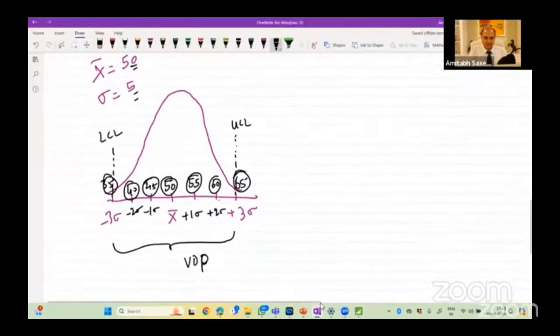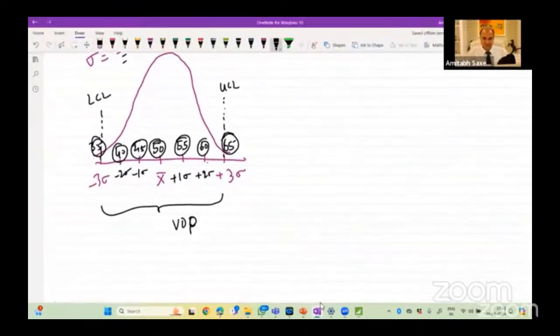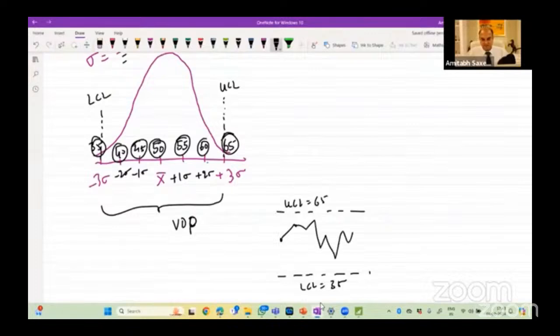If I do this as a chart, I have a lower control limit and an upper control limit. Lower control limit is 35 and upper control limit is 65. It means my recruitments will take place like this. All of my recruitments will be between 35 to 65. They will keep varying. Sometimes I'll be able to recruit in 40 days, sometimes in 60 days. So this is what my process, my initial data, is telling me.